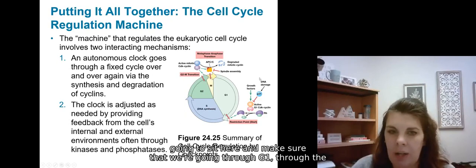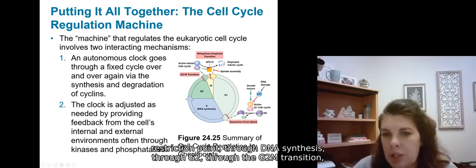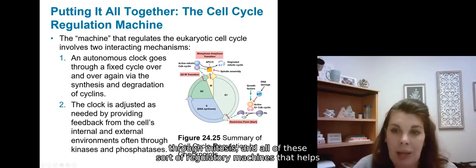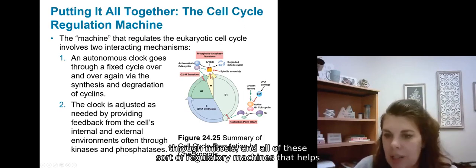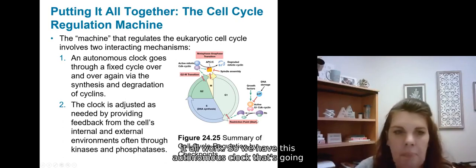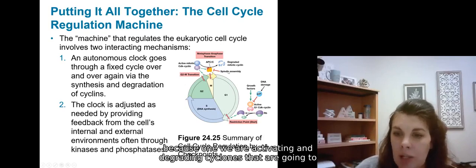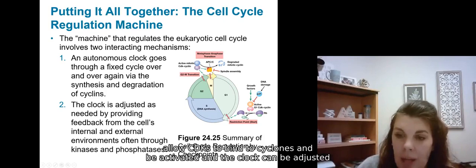All right, we are going to sit here and make sure that we're going through G1, through the restriction point, through DNA synthesis, through G2, through the G2M transition, through mitosis. And all of these sort of regulatory machine that helps it all work. So we have this autonomous clock that's going through the same fixed cycle over and over again. And the way it's able to go through that is because, one, we are activating and degrading cyclins that are going to allow CDKs to bind to cyclins and be activated.